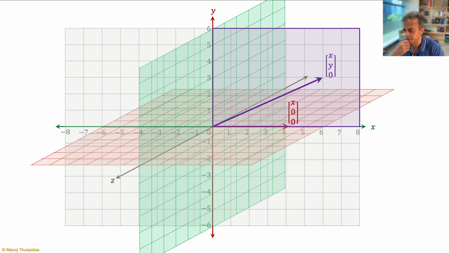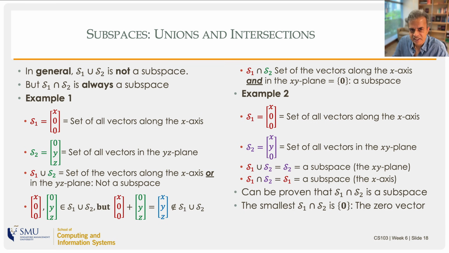But what about the union? Now you can see that the red vector is entirely inside the purple plane, so the union is going to be the purple plane, S2. So that also is a subspace because the purple plane to begin with was a subspace. It was a plane of vectors going through the origin. It's a vector subspace. So there's a special case where unions can be subspaces. The smallest intersection is just a 0 vector, and that is a subspace.